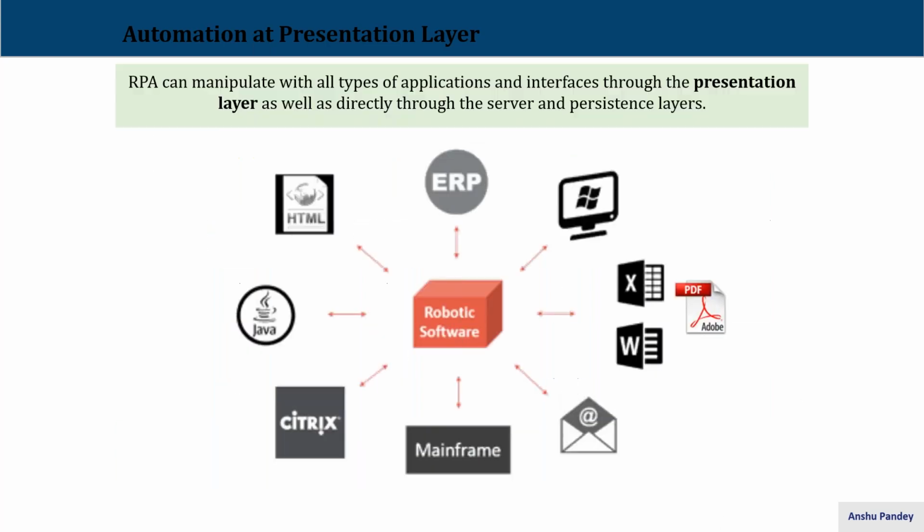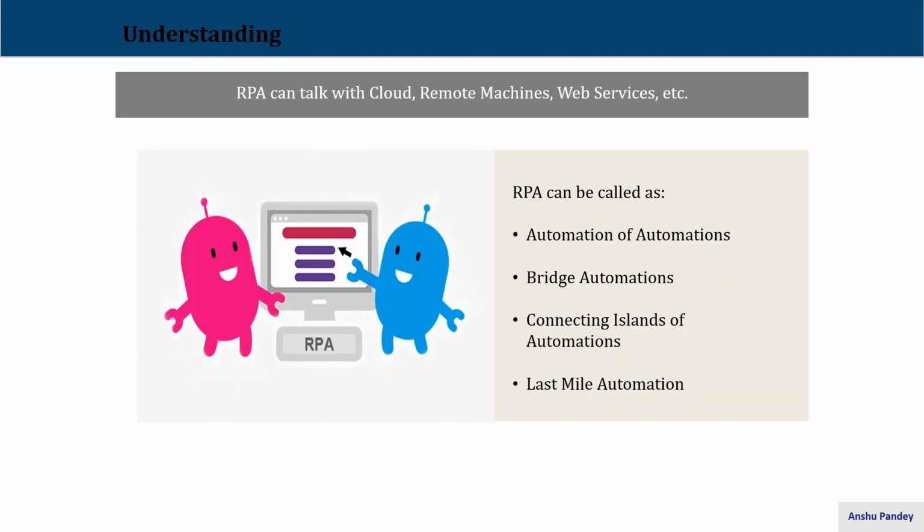Okay. So with robotic process automation, with an RPA tool, you can easily integrate HTML, ERP, Windows applications, data-related applications, email accounts, Citrix, mainframe, and Java applications as well. RPA can be called automation of automation, or automation of software, right? Or bridging multiple automations, connecting a lot of automations together, you can say.